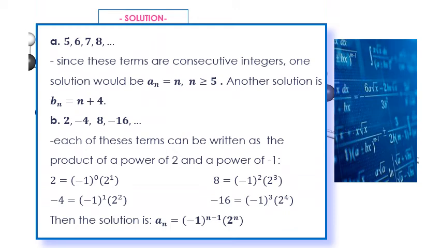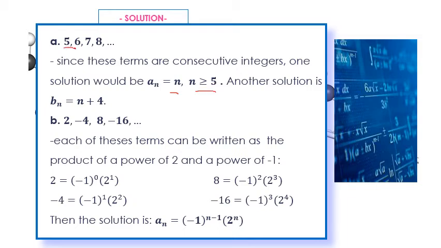Okay, for letter A, we have 5, 6, 7, 8. Since these terms are consecutive integers, one solution would be a sub n is equal to n, wherein n is greater than or equal to 5. So, medyo hapos na siya. Since nakabalo na kita nga, let's start with 5.